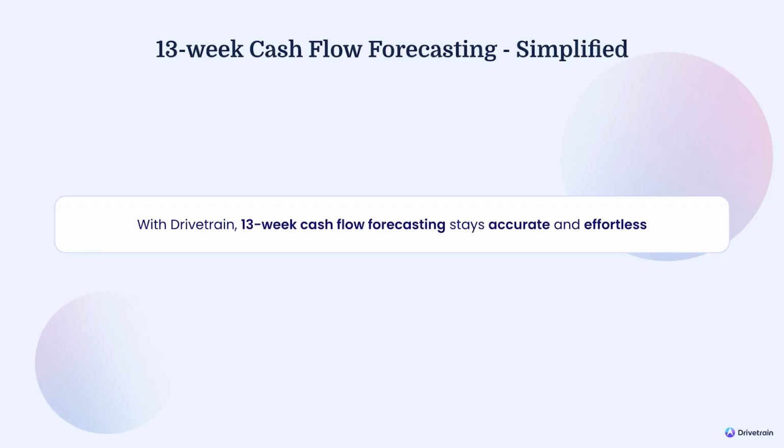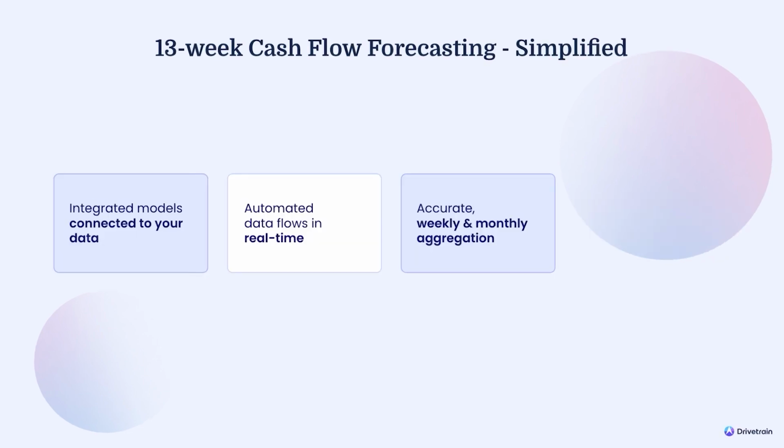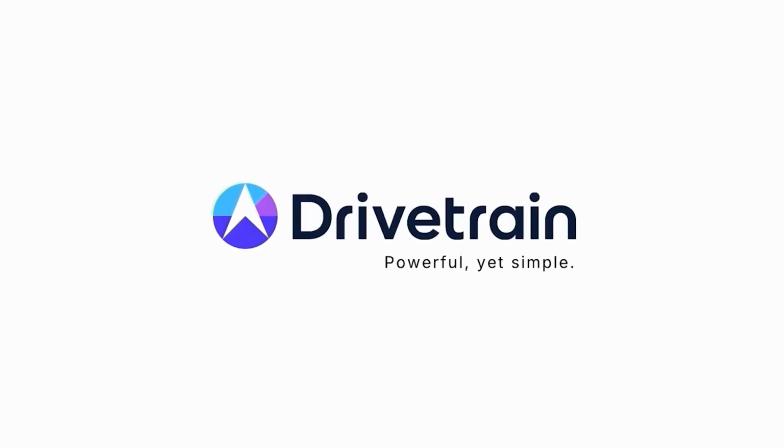With Drivetrain, building a 13-week cash flow forecast is no longer a manual spreadsheet exercise. You get integrated models, automated data flows, accurate weekly and monthly aggregation, and collaborative workflows, all in one platform. And that's how easily you can build and manage a 13-week cash flow forecast in Drivetrain in under 5 minutes.